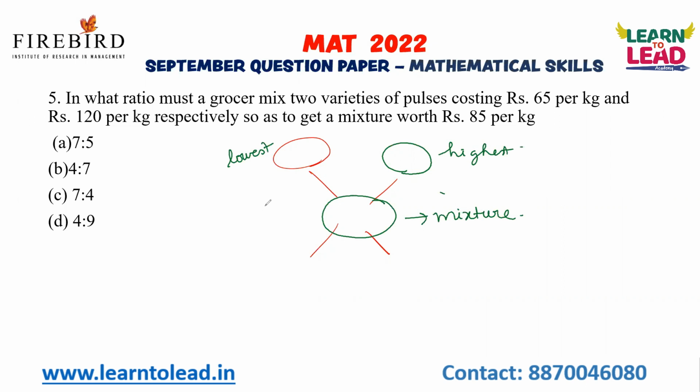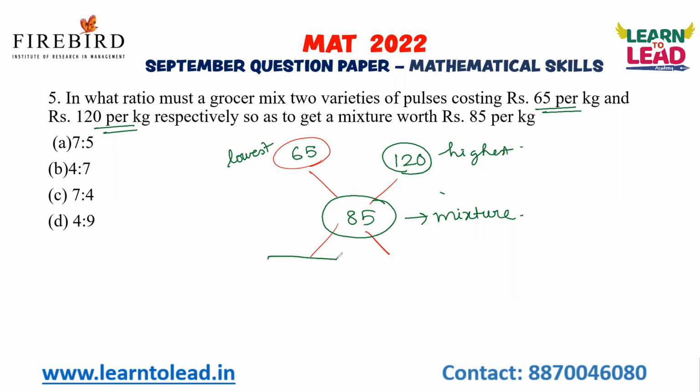Now see here. In what ratio must a grocer mix 2 varieties of pulses costing 65 per kg and 120 per kg? Okay, there are 2 values. The grocer is going to mix 2 varieties. Variety 1 costs 65 rupees and variety 2 costs 120 rupees. The lowest of it is 65, so I'll enter it here, and the highest is 120. He mixes them and the cost of the mixture is 85 rupees. You should write the mixture cost in the middle.